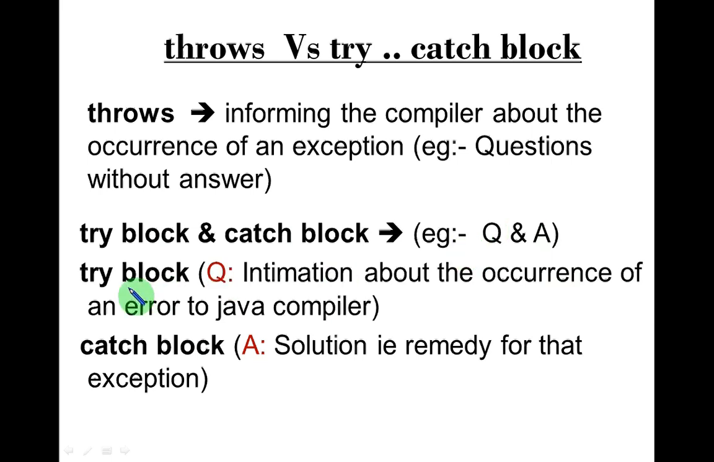Inside the try block, we are giving intimation about the occurrence of an error to the Java compiler. So I am thinking that after execution of certain statements, definitely there may be an error. So these lines of code can be enclosed within the try block. So what about the catch block? Whenever there is a try block, definitely there should be one or more catch blocks. Inside this catch block, we are giving the solution or remedy for that exception.